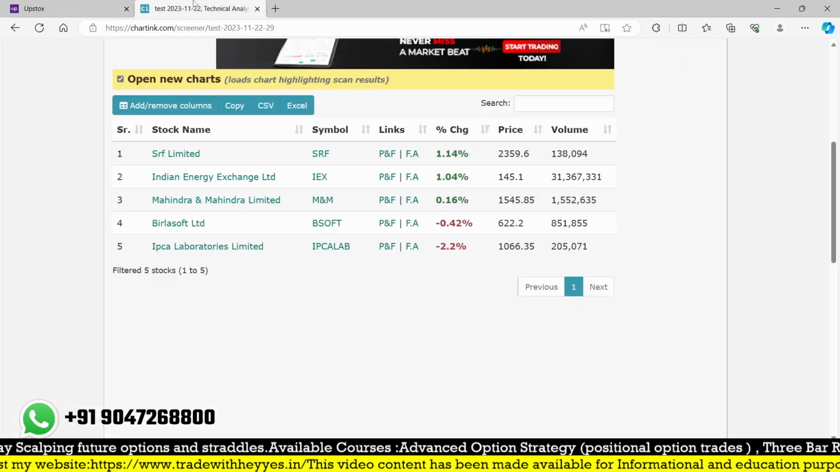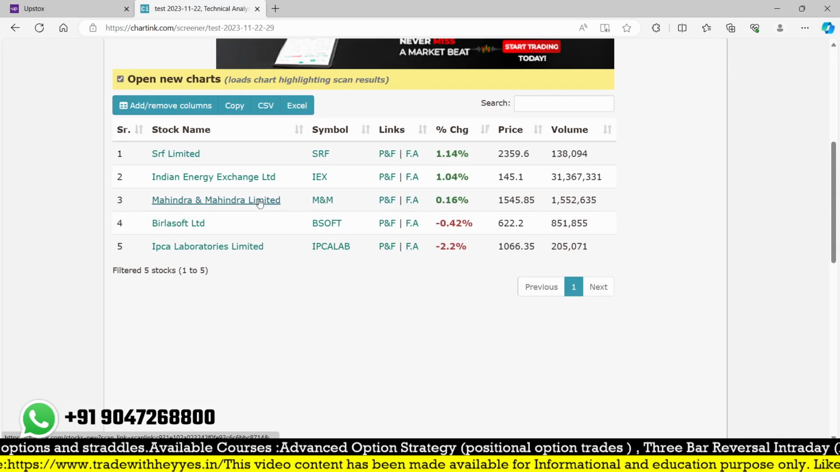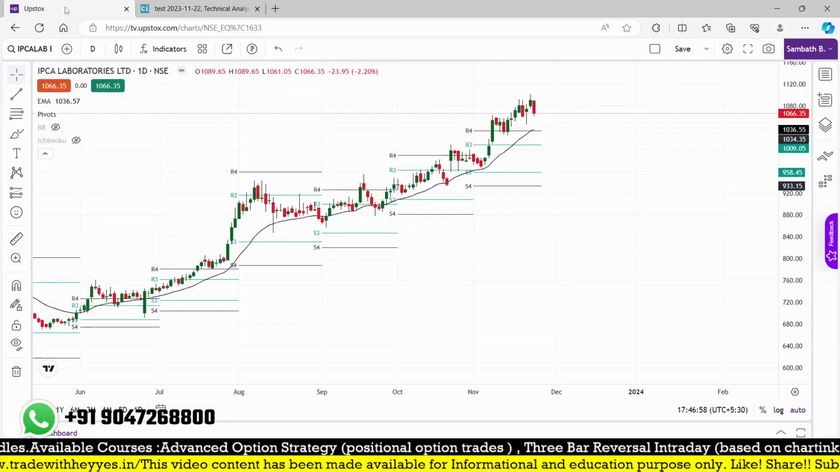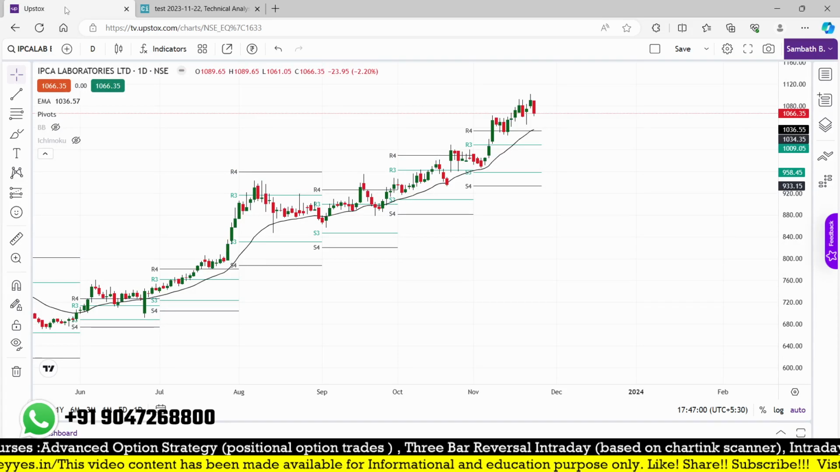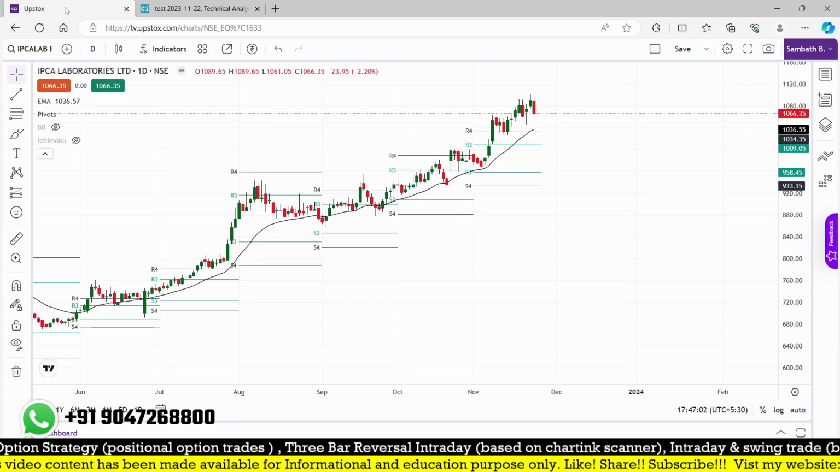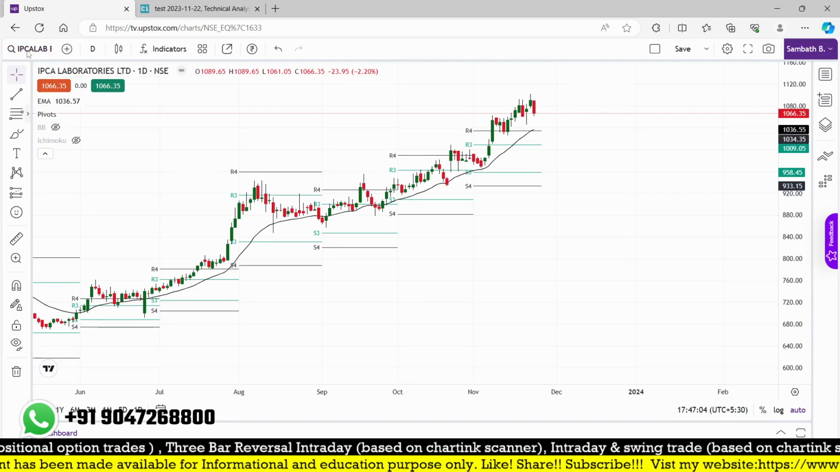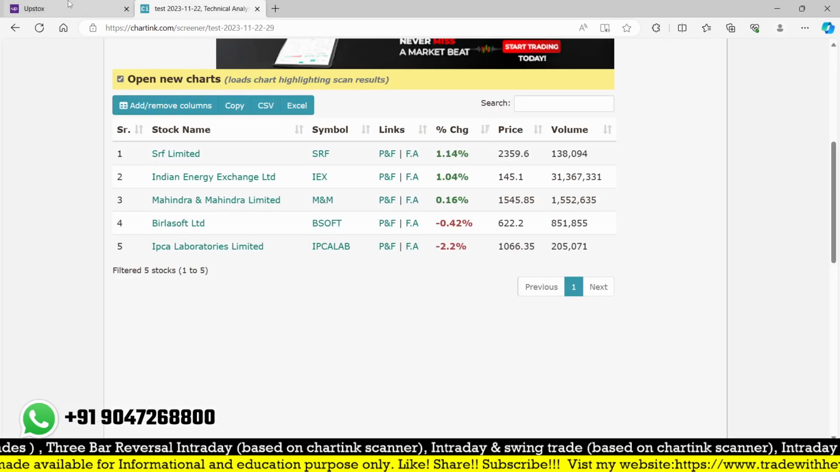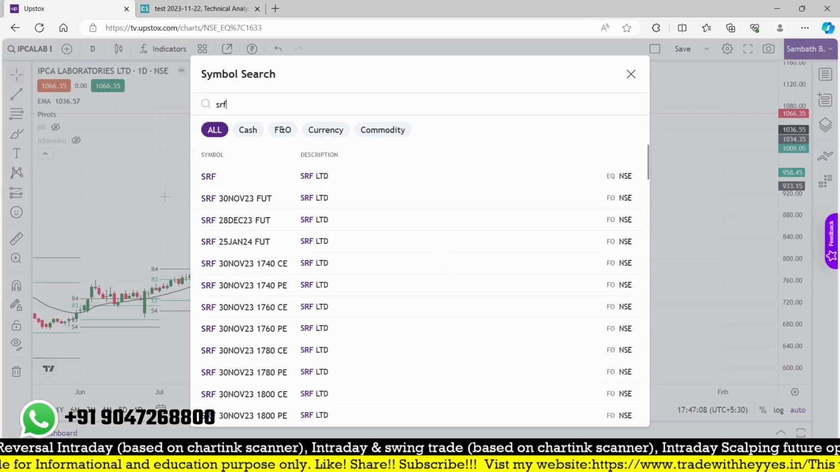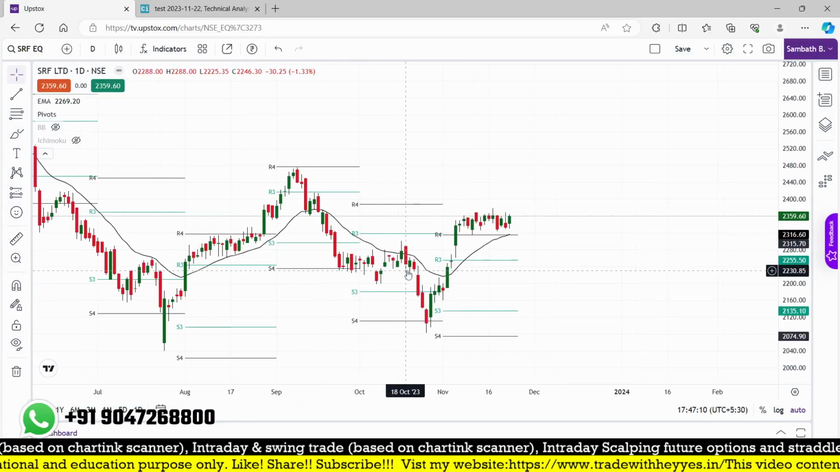So how many stocks did we get based on that? 5 stocks, and we used the monthly pivot and the daily EMA on the daily time frame. We are going to check the scanner, and it will give you some opportunities. Maybe SRF is the first one based on our scanner. Let me check whether it is working right or wrong.